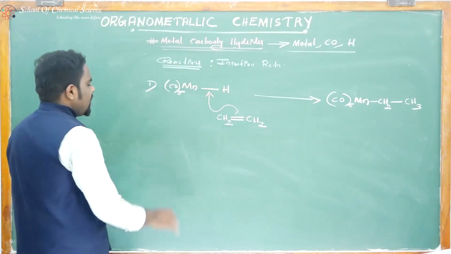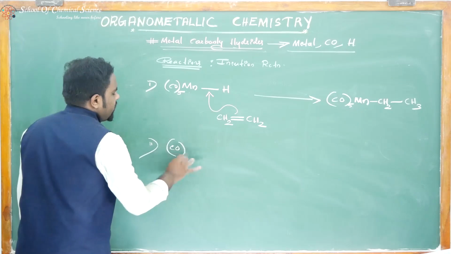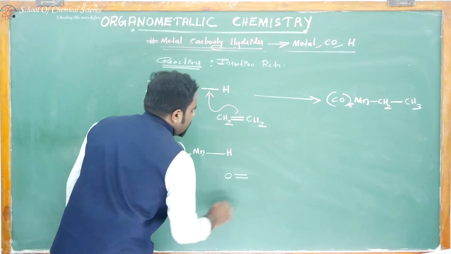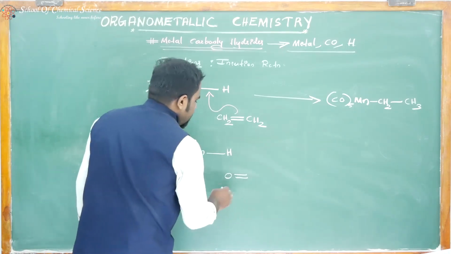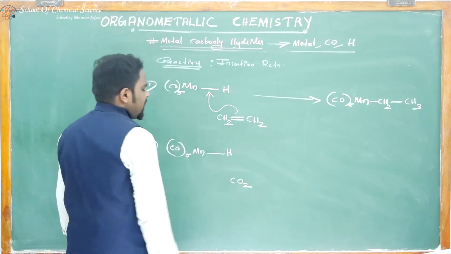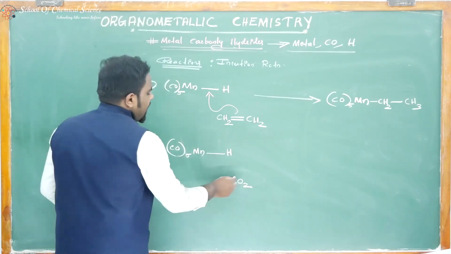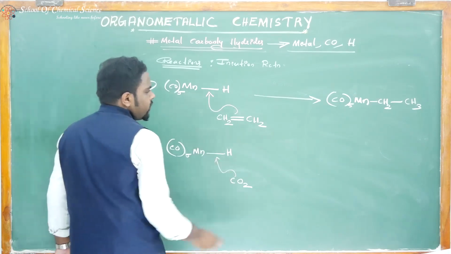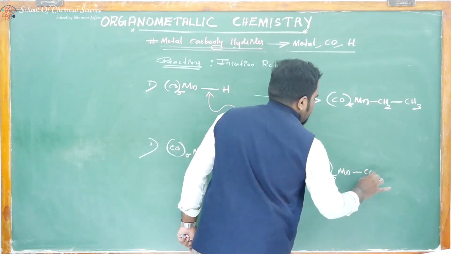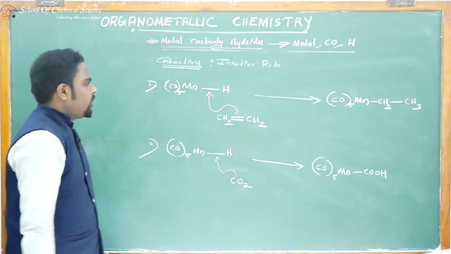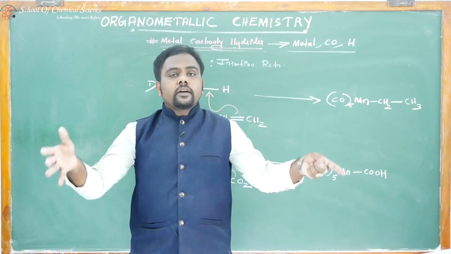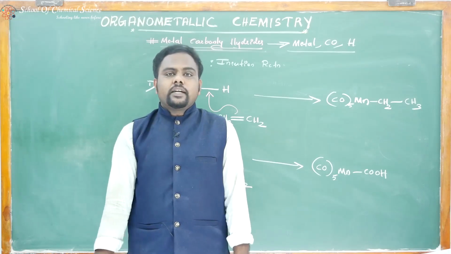Insertion reaction. Similarly, HMn(CO)5 will insert into CO2, O double bond C double bond O. What will be the product? The CO2 will be inserted into this manganese hydrogen bond. Insertion reaction. So your product will be (CO)5Mn-COOH. So this type of reaction is shown by metal carbonyl hydride. So our topic, reactions of metal carbonyl hydride, is completed.